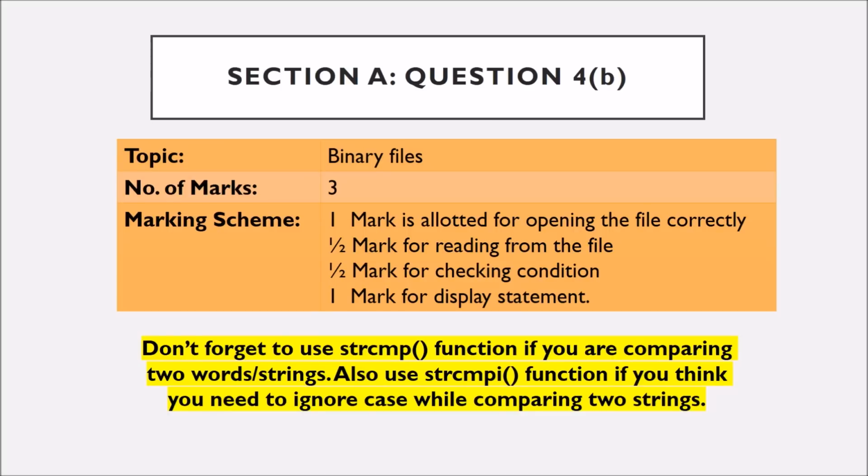Question number 4, part B, is of 3 marks and is based on binary file. This question again has partial marking. 1 mark is allotted for opening the file correctly, half mark for reading from the file, half mark for checking condition, and 1 mark for displaying the desired record correctly.